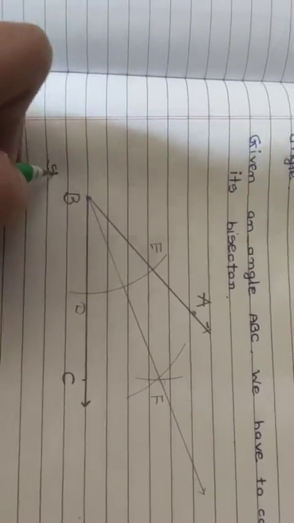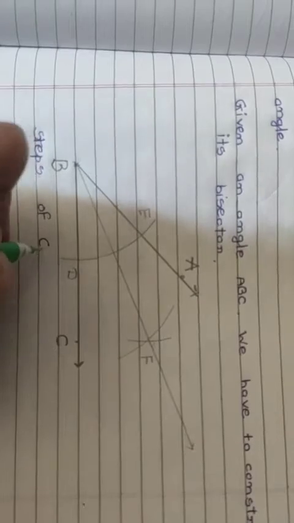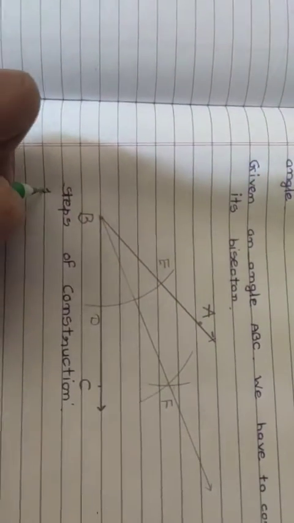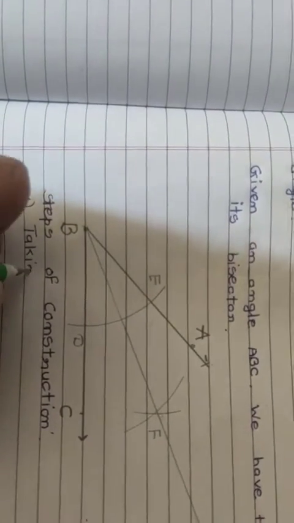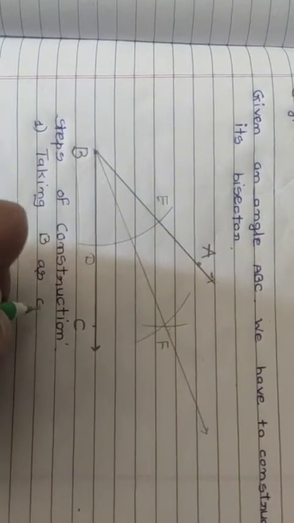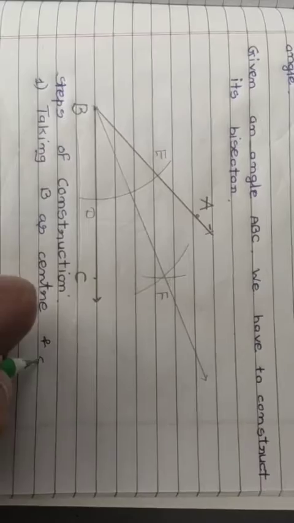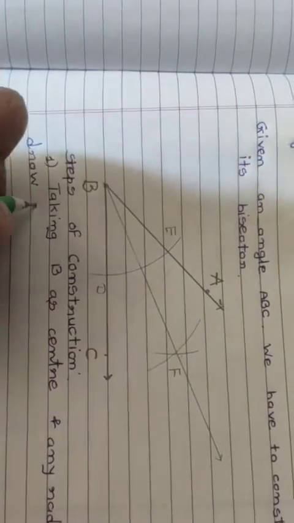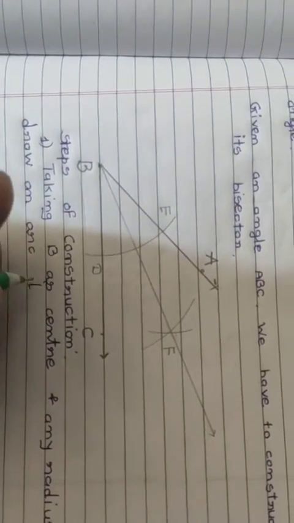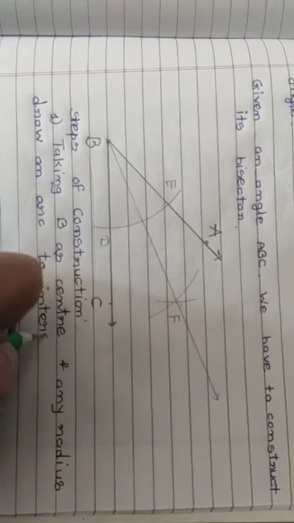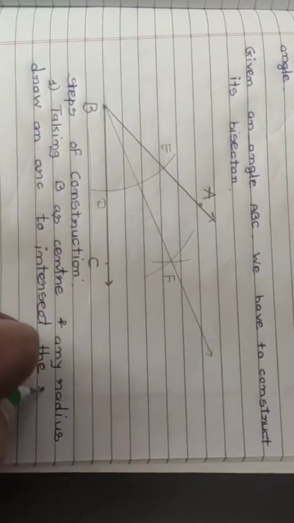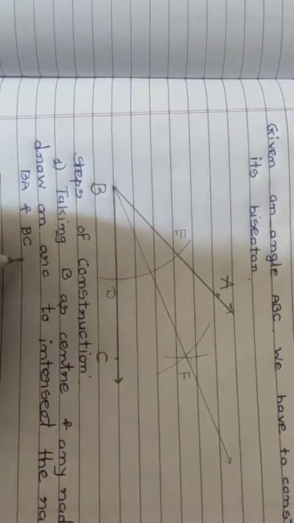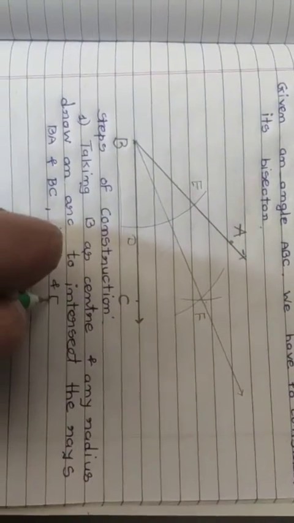Now steps of construction. First, taking B as a center and any radius, draw an arc to intersect the rays BA and BC in D and E respectively.